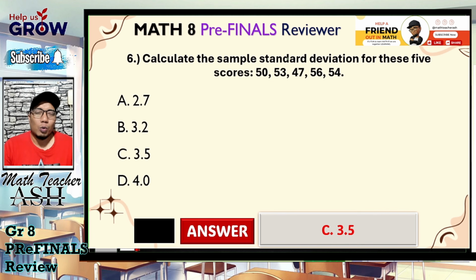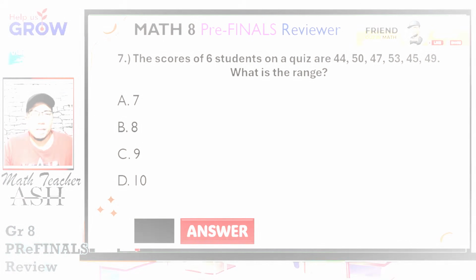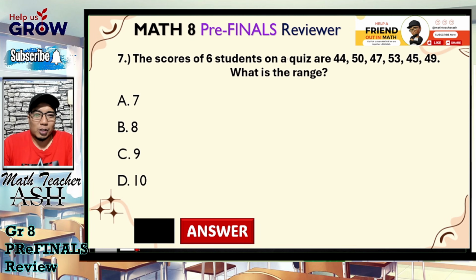So now let us go to question number 7. The scores of 6 students on a quiz are 44, 50, 47, 53, 45, and 49. What is the range? Is it A, 7, B, 8, C, 9, or D, 10? I'll give you 5 seconds to think about your answer.